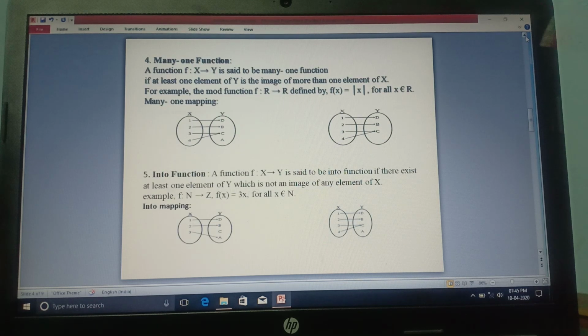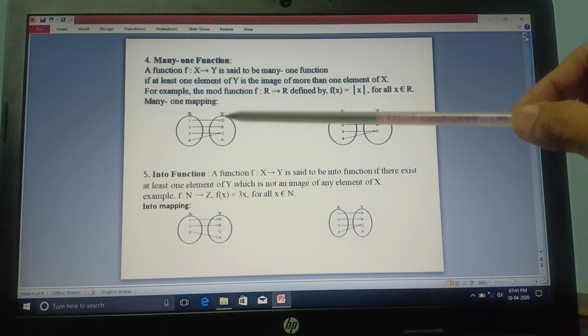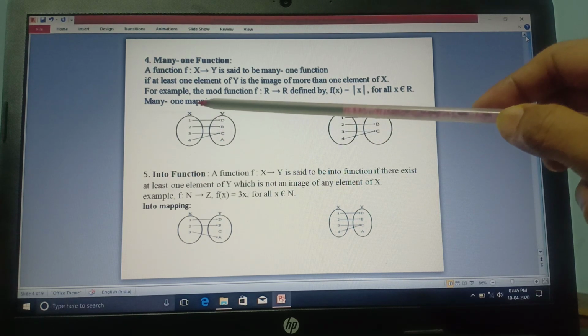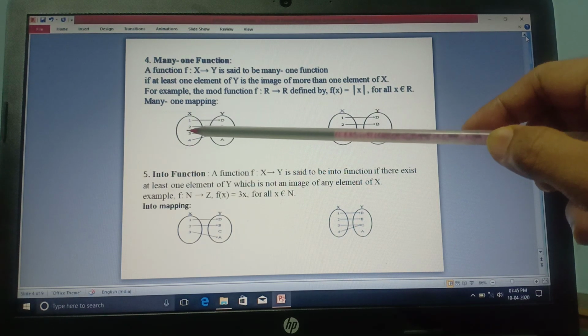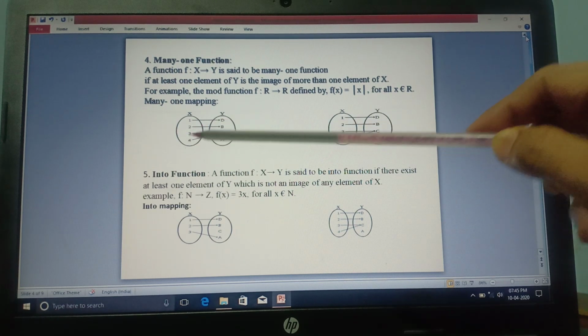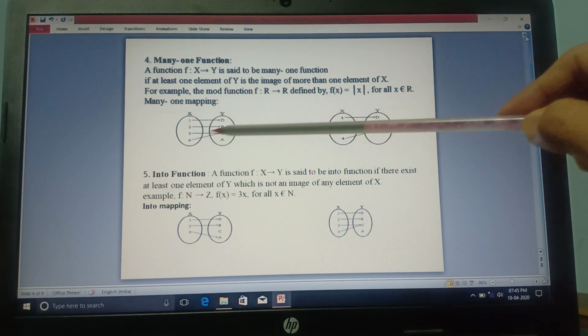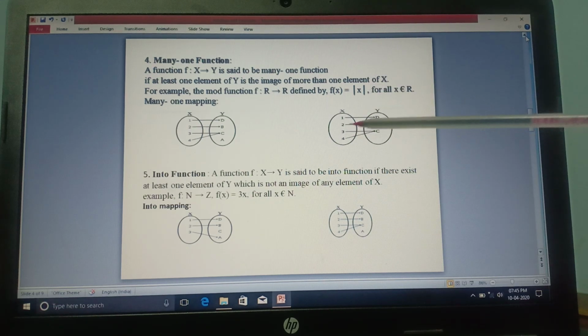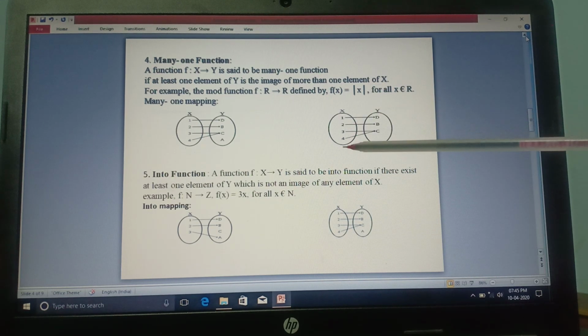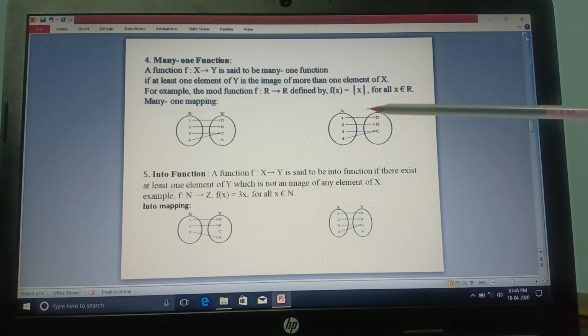Next type of function is the many-one function. A function f from X to Y is said to be many-one if at least one element in Y is the image of more than one element in X. That is, you can see in the mapping, C is the image of two elements in X. Okay, image of 3 is C and image of 4 is C. This type of mapping is called many-one mapping. Here also C is the image of 3 and 4. This is called many-one mapping.